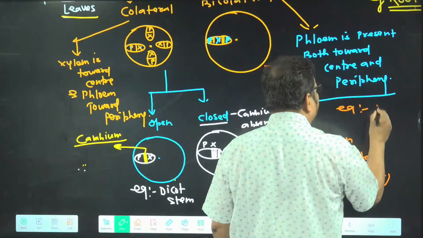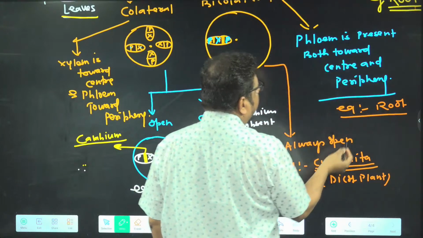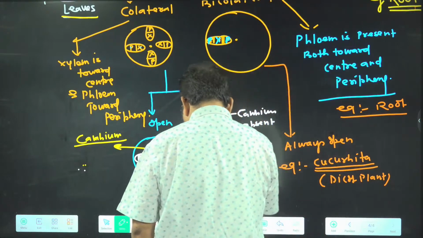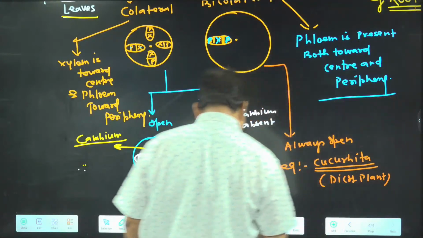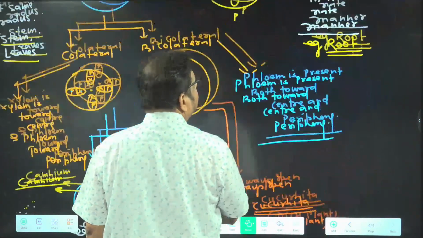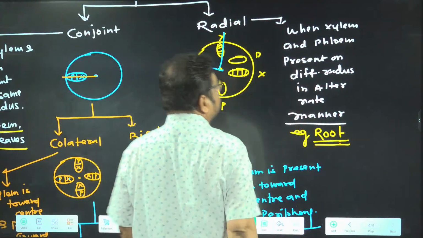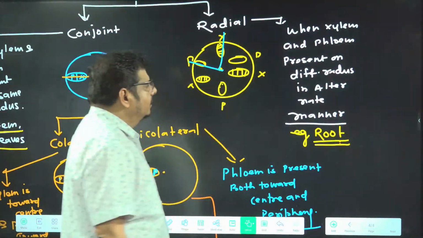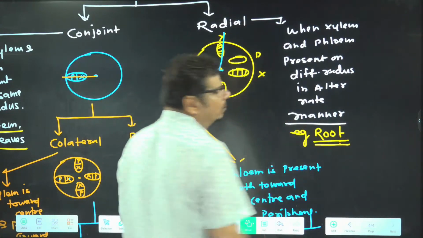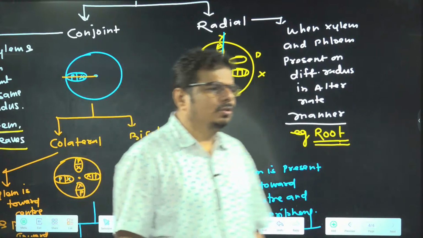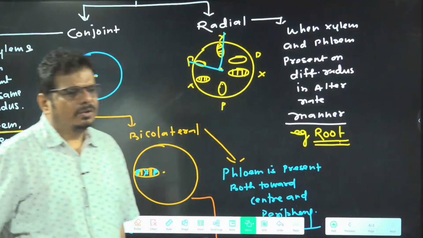And radial you already know. Radial you already know, what basically? Root. Radial I already wrote, na? Oh, sorry. Radial is not here. It is in a separate place, so you will be confused unnecessarily. Here I already wrote about the radial. When xylem and phloem are present on different radii, in an alternate manner, it is present in which one? Root. So who is over? Vascular tissue is over. It's done? It's all right?